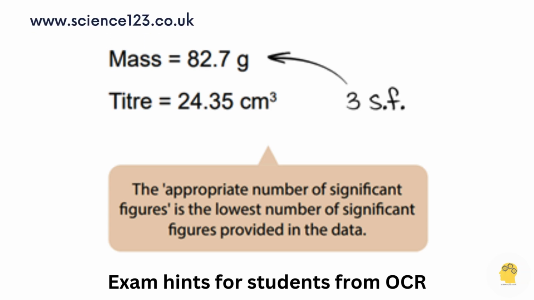When asked to give your final answer to an appropriate number of significant figures, this must be the same as the lowest number of significant figures given in the data. In this example, the mass is to 3 significant figures, but the titre value is to 4 significant figures. So when combining those two numbers in a calculation, your final answer must be to the lower number of 3 significant figures.